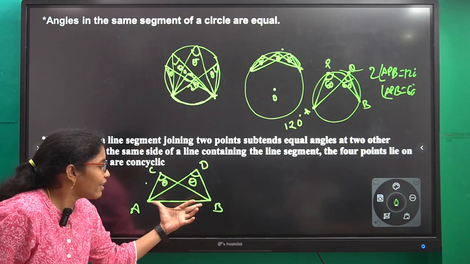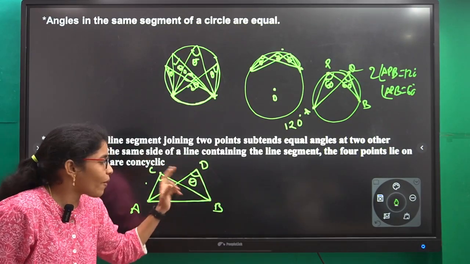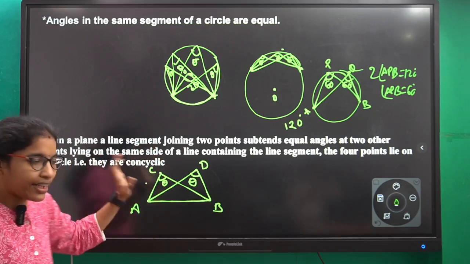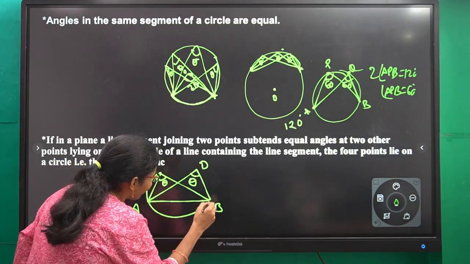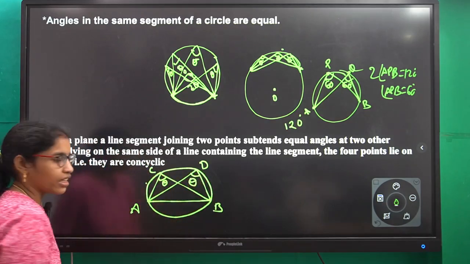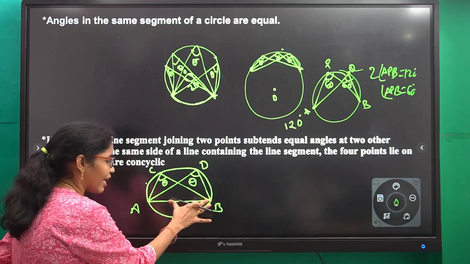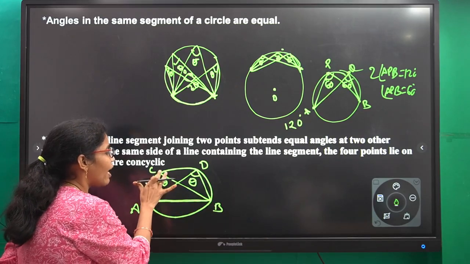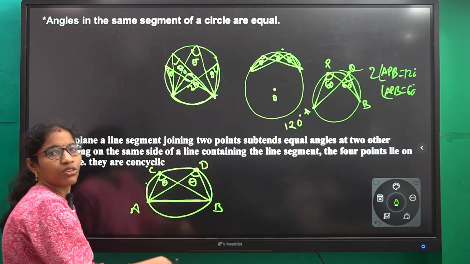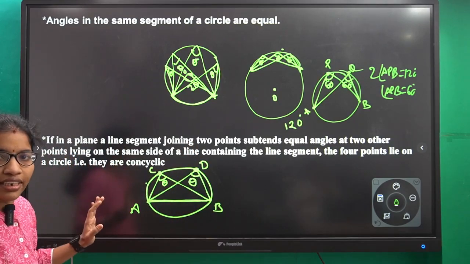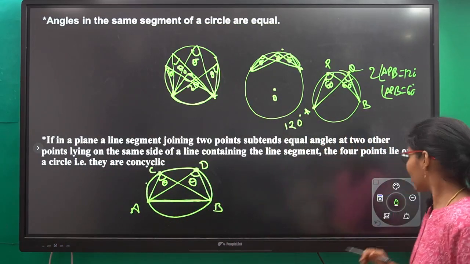So whenever you take a line segment and that line segment makes equal angles with 2 points on the same side of the line segment, then you can say that those 4 points are concyclic, which is nothing but those 4 lying on the same circle. Clear this property? That means if a line segment subtends equal angles with any 2 points on the same side of the line segment, then you can say those 4 points lie on a circle, which is nothing but those 4 points are concyclic. Clear this one?